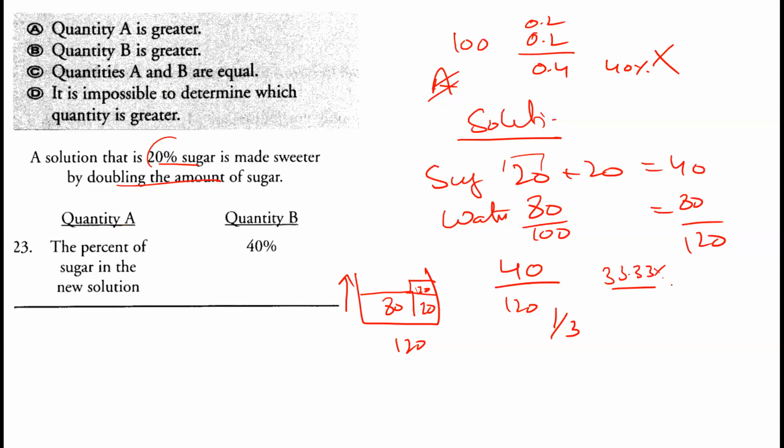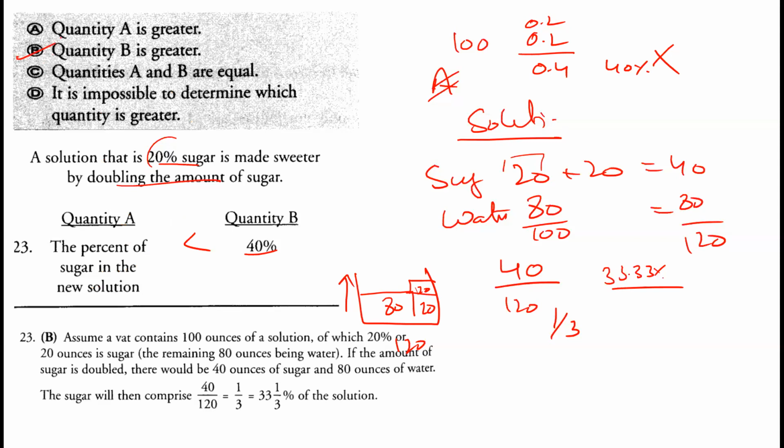Quantity A would be 33.33%. The percent of sugar in the new solution would be 33.33%. It would be more than 20%, but again, it would be less than 40%. So option B is correct, that quantity B is greater than quantity A.